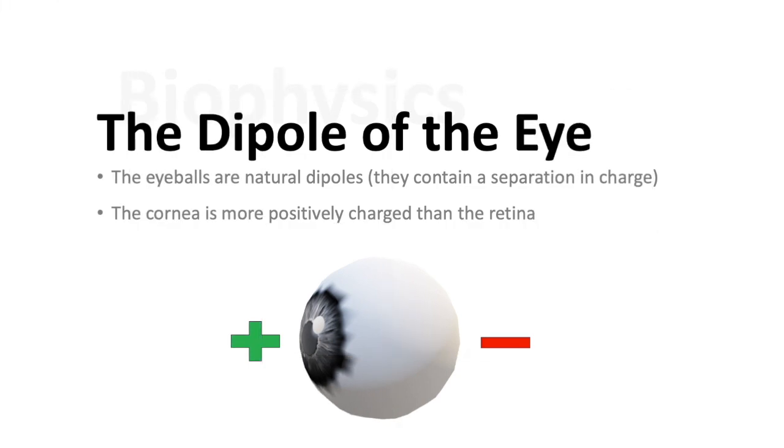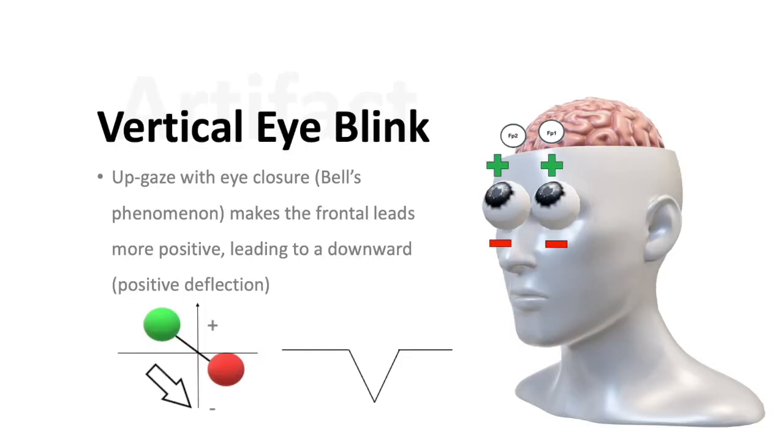When we begin to discuss the normal awake record, it's important to consider the dipole of the eye. The eyeballs are actually natural dipoles. The cornea is more positively charged than the retina. This leads to artifact with eye movements. In particular, when you have vertical eye movement, as is seen with eye closure due to Bell's phenomenon, this makes the frontal leads in the electrodes more positive, leading to a downward, or positive, deflection in the anterior-most leads.